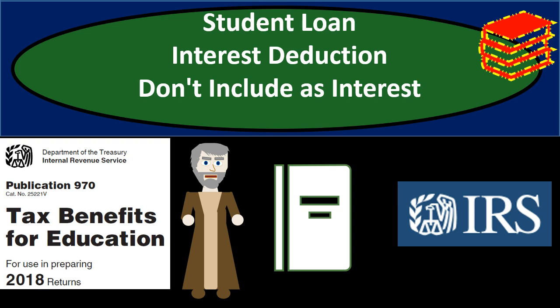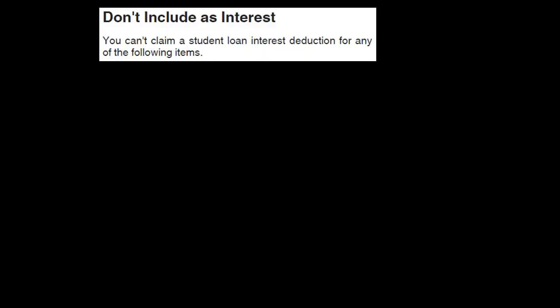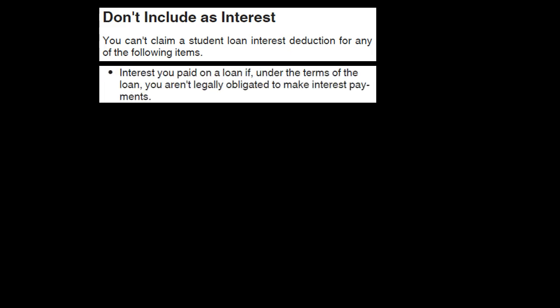In this presentation, we will take a look at items that we don't include as interest with relation to the student loan interest deduction. This information can be found in Publication 970. Don't include as interest. You can't claim a student loan interest deduction for any of the following items.